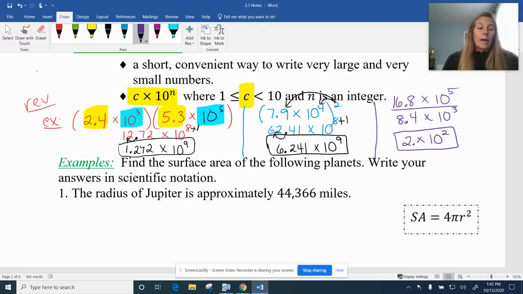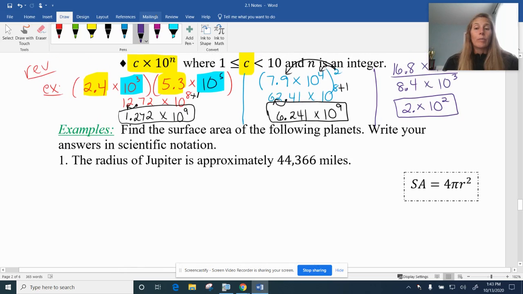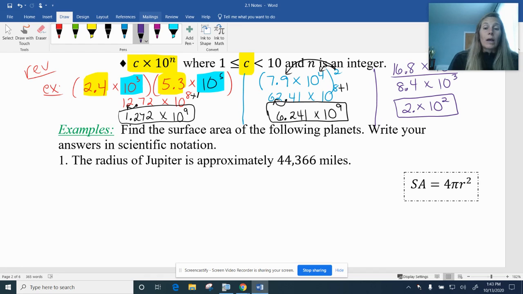All right, so with that in mind, let's solve these couple problems here. So finding the surface area of the following planets. Write your answers in scientific notation. The radius of Jupiter is approximately 44,366 miles. So if we were to put this in scientific notation, we can do that before or after, right? It does say write your answers in scientific notation, so I'm not going to worry about this until I get the answer, I guess.